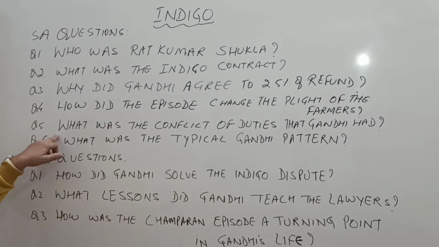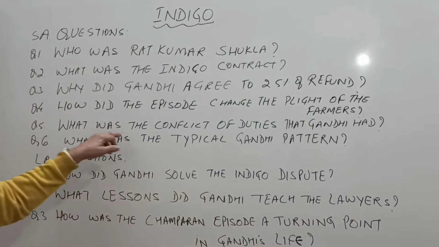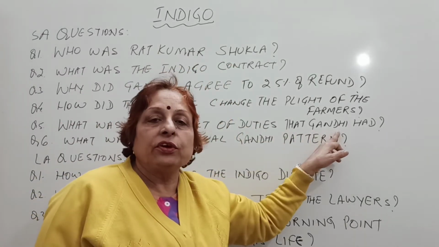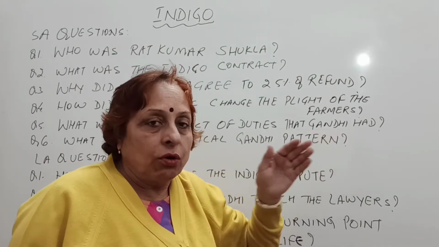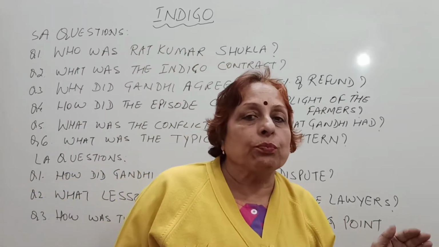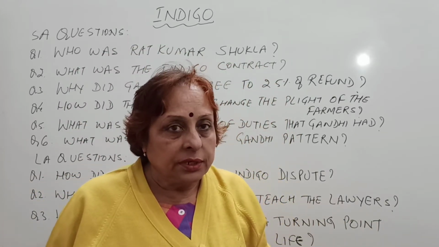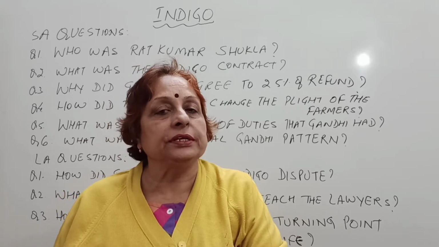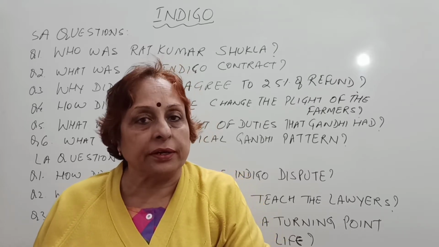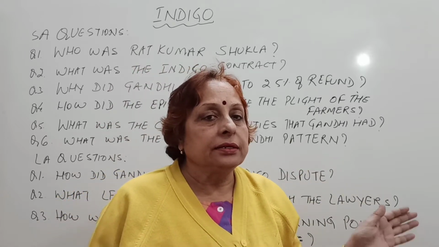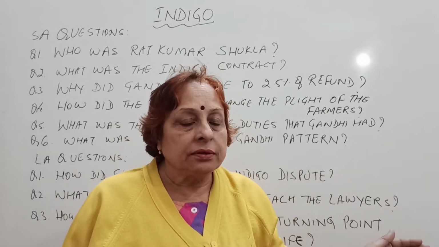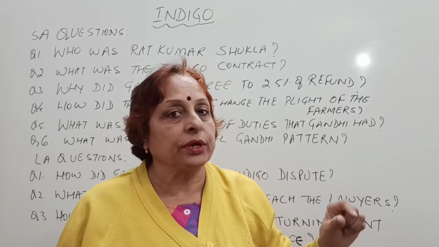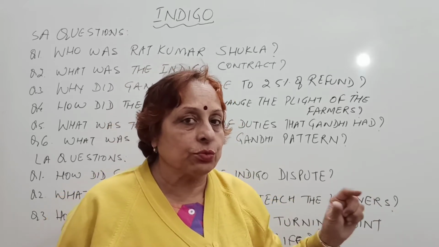Next is, what was the conflict of duties that Gandhi had? The conflict of duties that he had was that on one hand he was supposed to follow the court order and on the other hand he was supposed to help his people, the farmers of Champaran. The court order said that Gandhi should leave Champaran, but he wrote on the official order that he will disobey the order. This was civil disobedience.